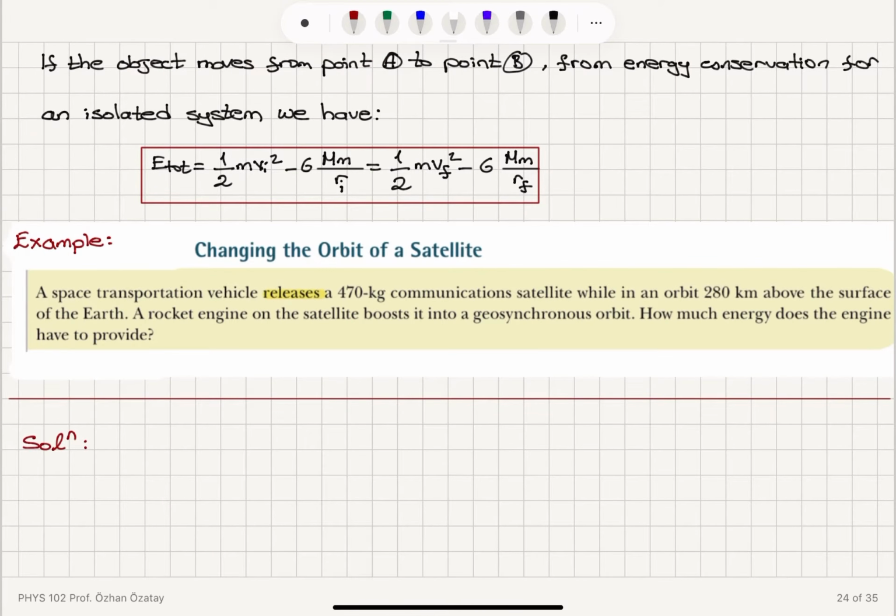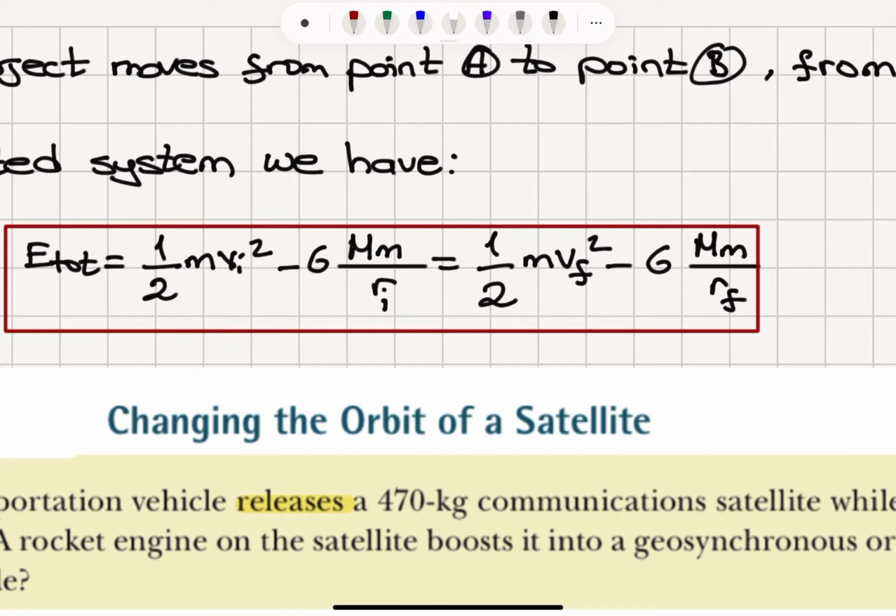Now it's possible to have an initial speed for the initial orbit, so we would have a total mechanical energy of 1/2 m v initial squared plus the initial potential energy, minus G capital M m over r initial.